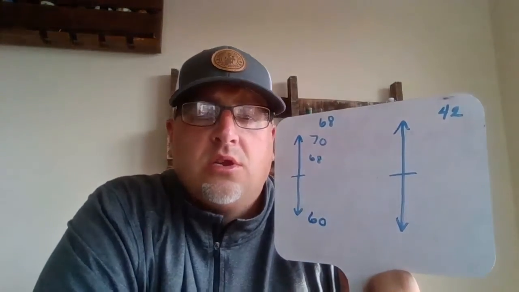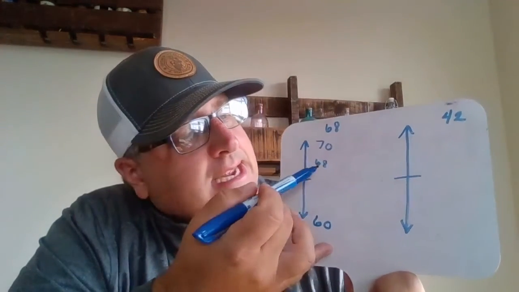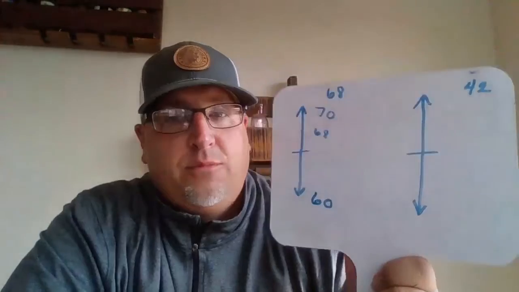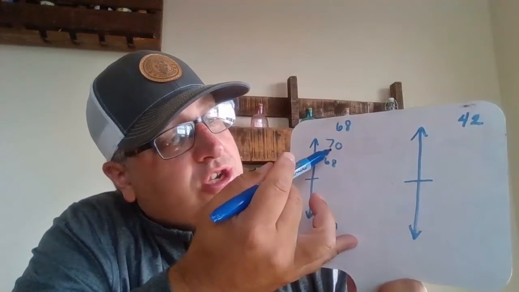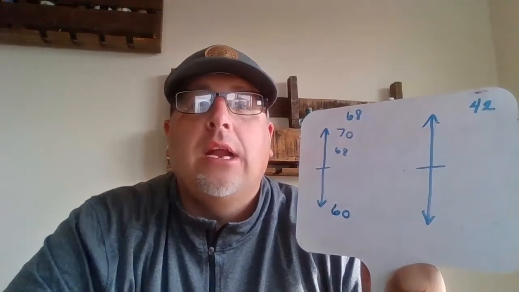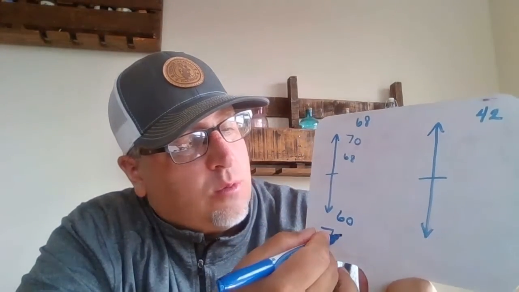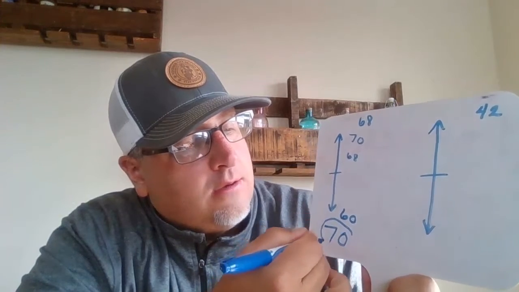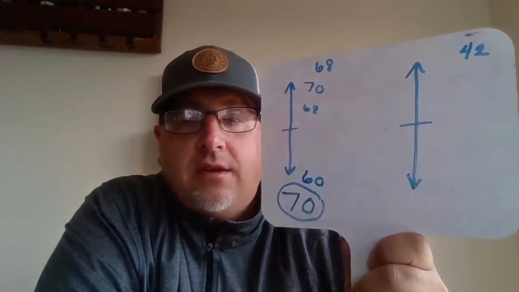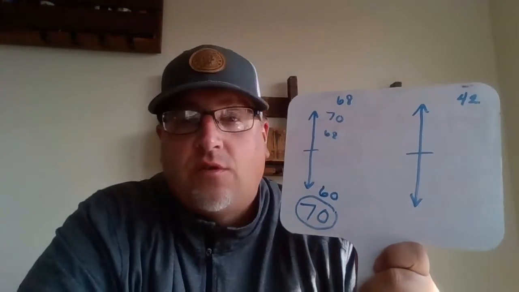Okay? So, looking at this vertical plot we have here, is 68 closer to 70 or is it closer to 60? Yep, you could tell. That is closer to 70. So we would take that 68 and we would round it up to 70. So our answer here would be, you got it, 70. That was our answer for our first one.